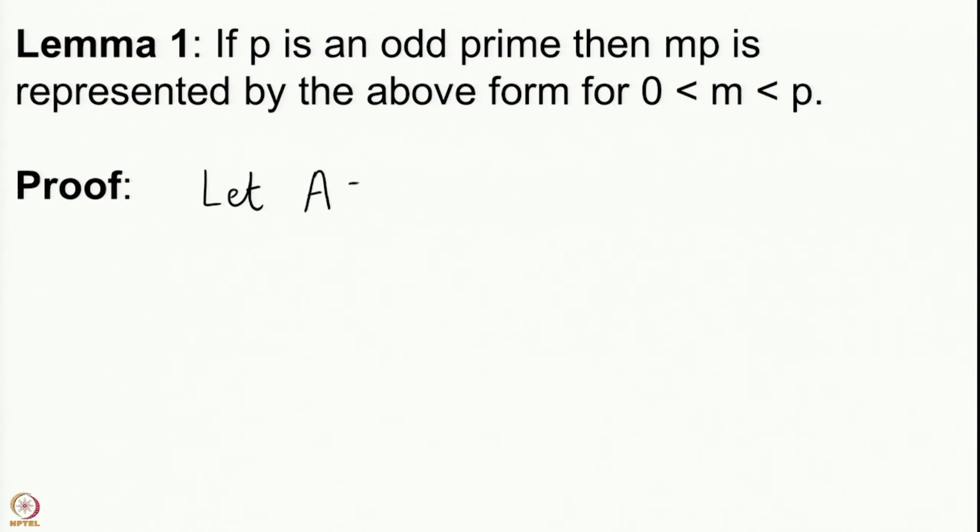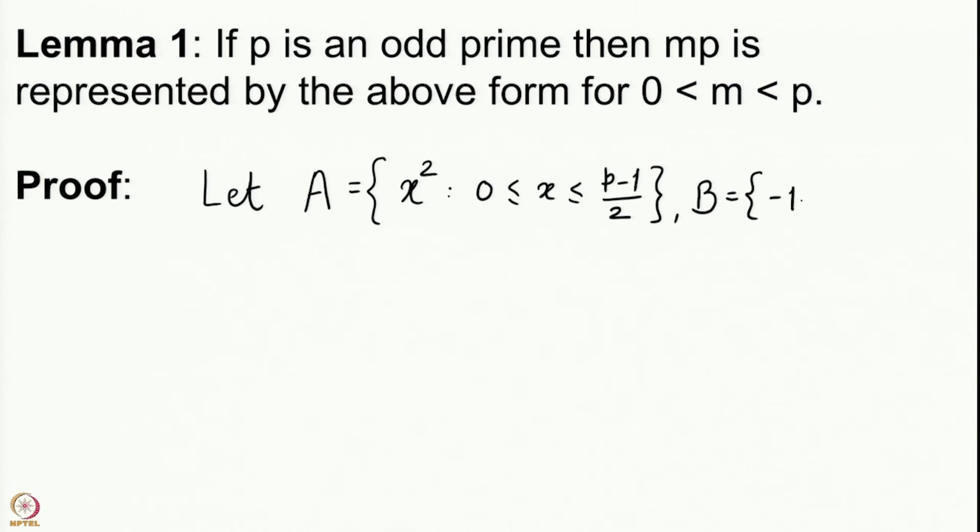We consider two sets here. Our first set is called the set A, which has numbers x square where x varies from 0 to (p minus 1)/2. Remember now that p is an odd prime. So, this is a natural number, it is in N.